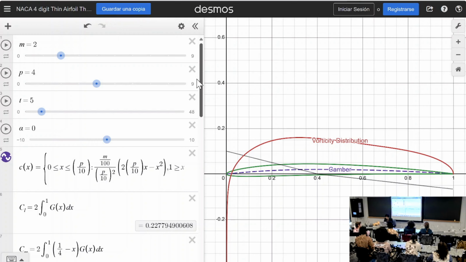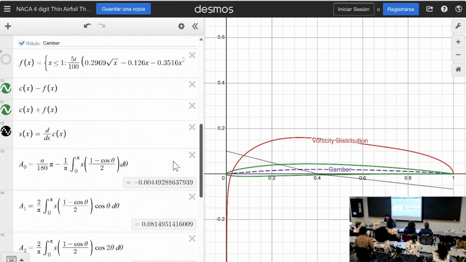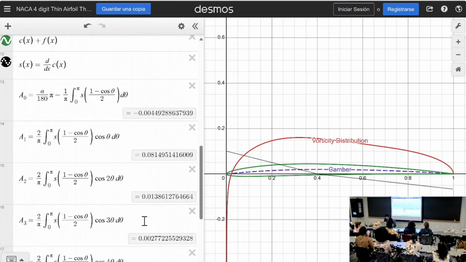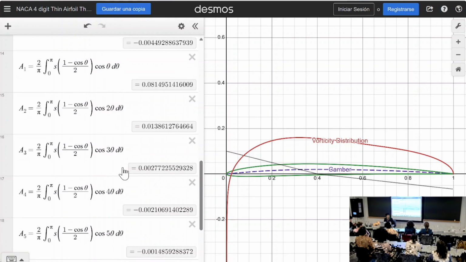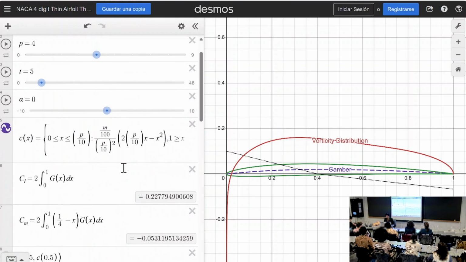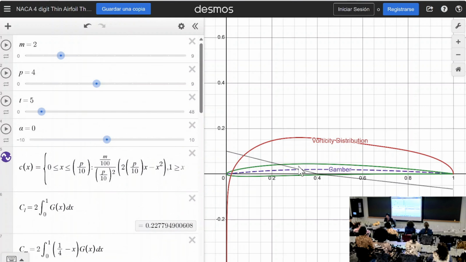Right. So in this case, none of my A's are going to be 0. All of my A's are going to have a value. I stopped at A5. Basically, the further you go, the less influence these coefficients have on the overall distribution. So I only kept 6 terms in this approximation. If you keep more terms, it'll be more accurate.